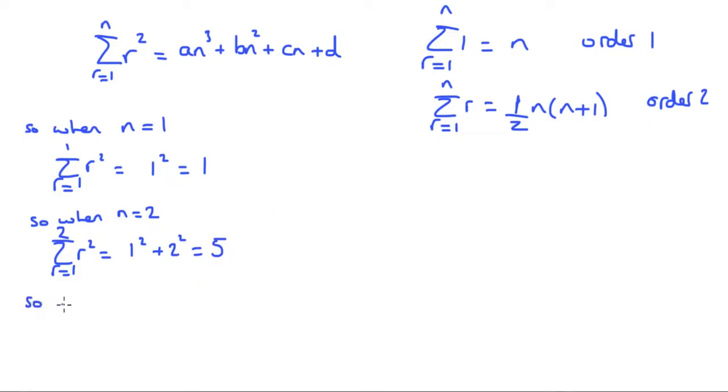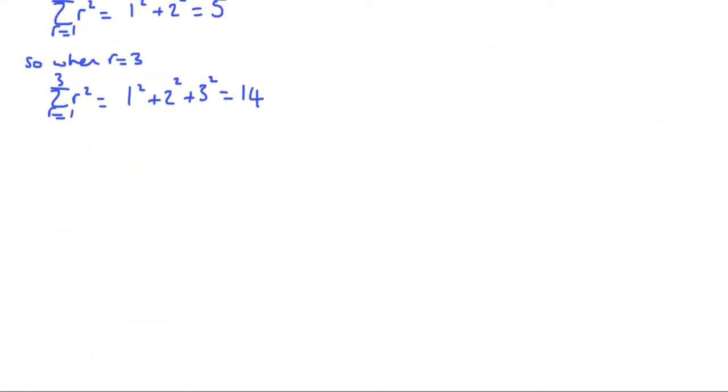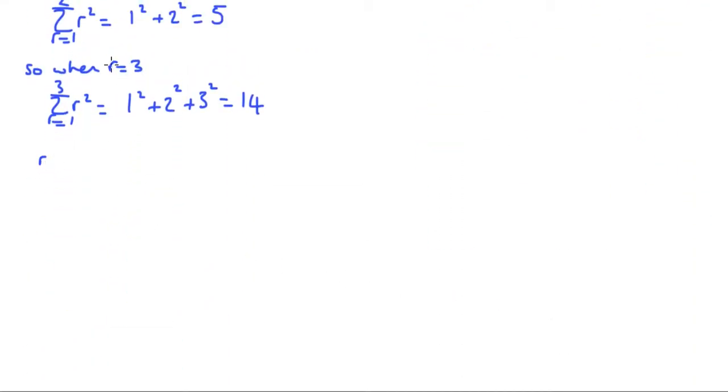When n equals 3, we're going to have the sum of 1 to 3 of r squared, which is 1 squared add 2 squared add 3 squared, which becomes 9 add 5, which is 14. We'll do one more. When n is 4, we get 1 squared plus 2 squared plus 3 squared plus 4 squared this time, which is 14 add 16, so 30.